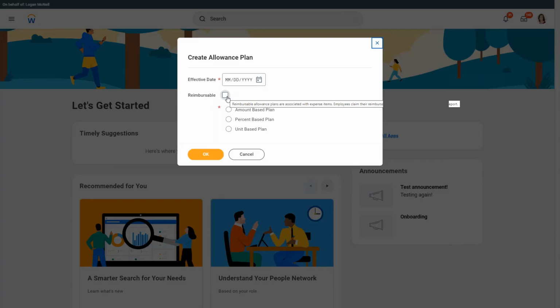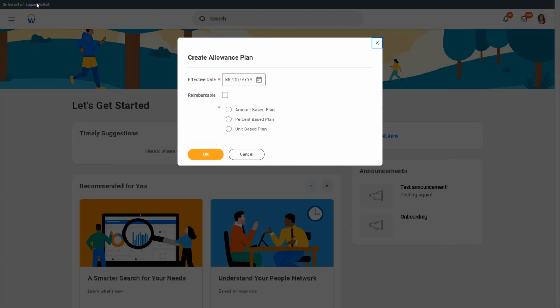Okay, a reimbursable allowance plan is associated with expense items. Typically, if you are doing some expense, then you can reimburse it back from the organization. Employees claim their reimbursable allowances by submitting an expense report. So, if it is a reimbursable allowance, then it will not be paid to the employee directly. The employee has to submit a claim via an expense report for them to be able to get the payment for that particular allowance plan.